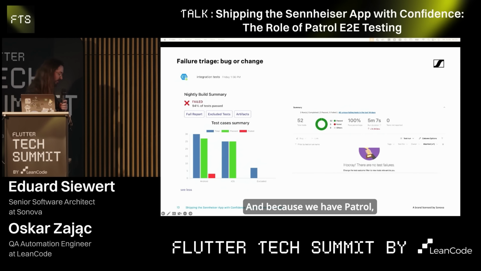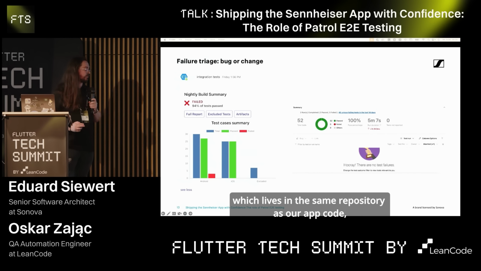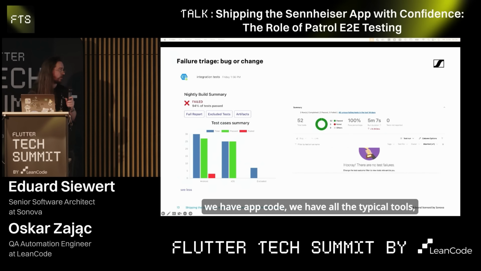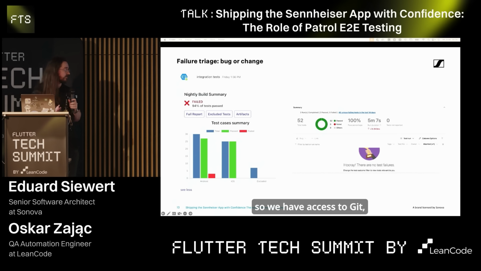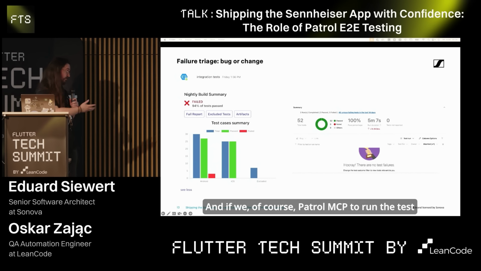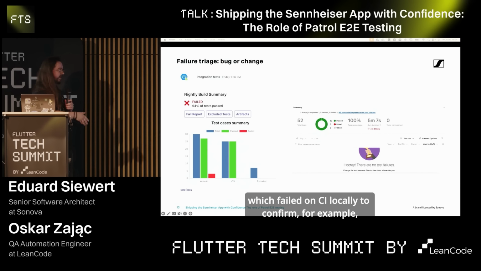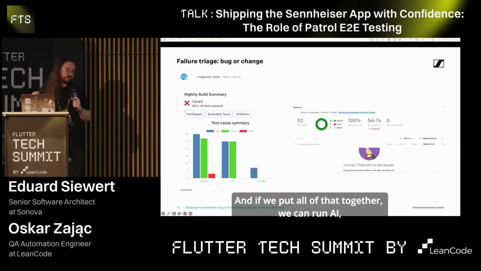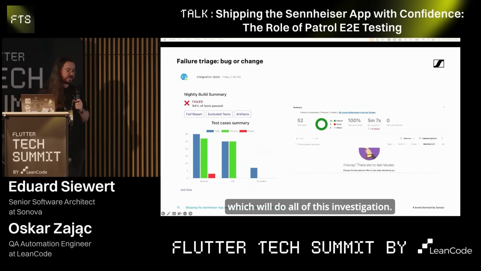And because we have Patrol, which lives in the same repository as our app code, then when we are using an AI agent, we have test code, we have app code, we have all the typical tools, so we have access to Git, we can have Jira connectors for some additional context, and of course Patrol MCP to run the test which failed on CI locally to confirm, for example, that it's not flakiness. And if we put all of that together, we can run AI, which will do all of this investigation.